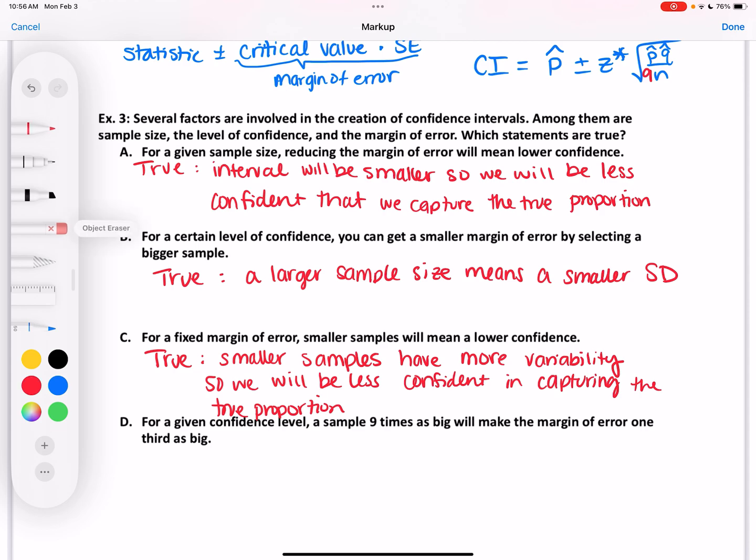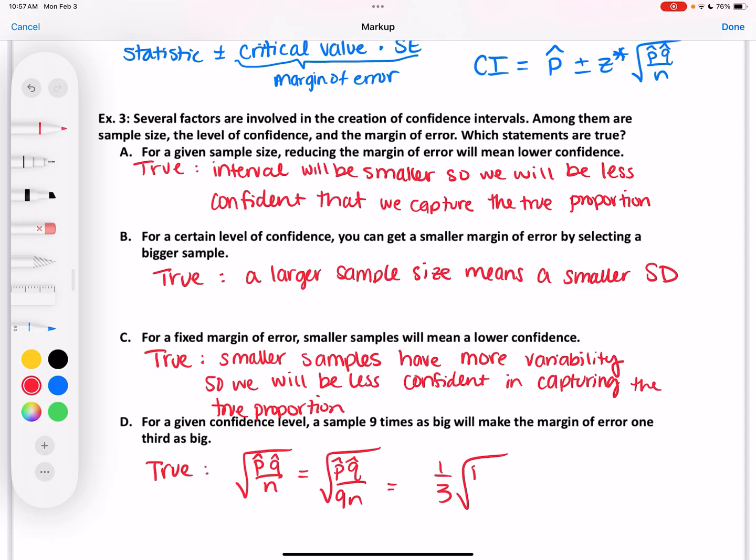Oh, man. So you made all these true to prove a point that every question is independent of the next one. There's a lesson in everything. The square root of p hat q hat over n, if I put in the 9, so I'm just doing what I basically did up there for the reasoning, but p hat q hat over 9n would be 1/3 times the square root of p hat q hat over n.